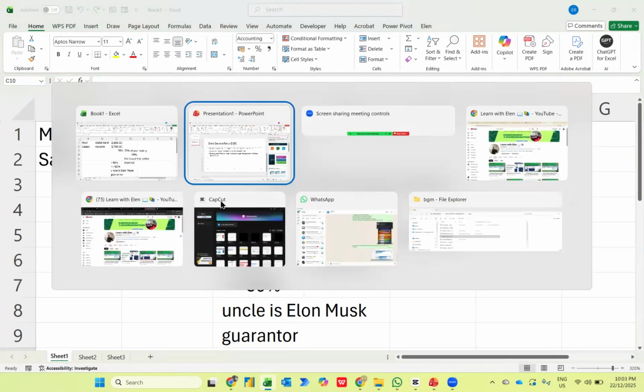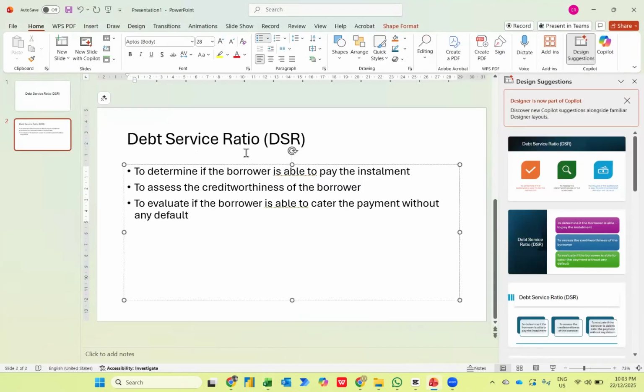So basically, what is DSR? DSR is the debt service ratio. It is basically used by banks and lenders to determine if the borrower is able to pay the installment.